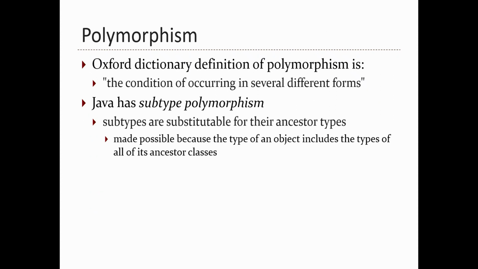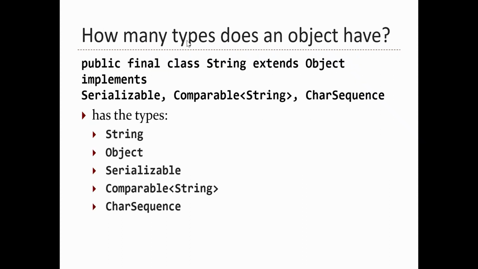And so this is related to the concept called polymorphism, which is another term you'll see if you ever read any of the object-oriented literature. The dictionary definition of polymorphism is the condition of occurring in several different forms. So you can see in Java, one class, String, actually has 5 different types.